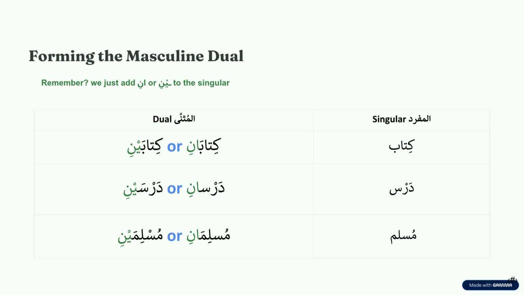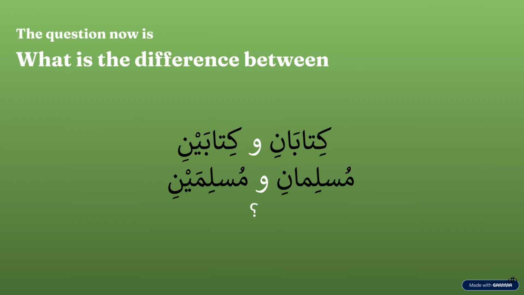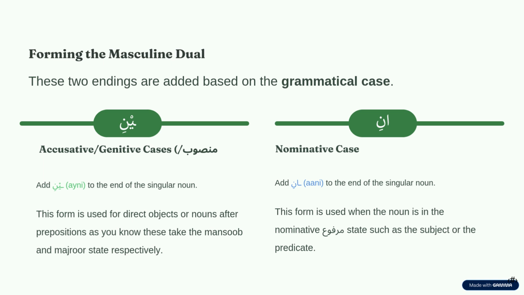ومسلمين. So what is actually the difference between كتابان وكتابين, مسلمان ومسلمين? What do you think? We can say there is no big difference if there is a difference at all in the meaning. Both of these mean two books, two Muslims. So meaning wise, there is no difference at all. It's all about the ending is different because the grammatical case is different.